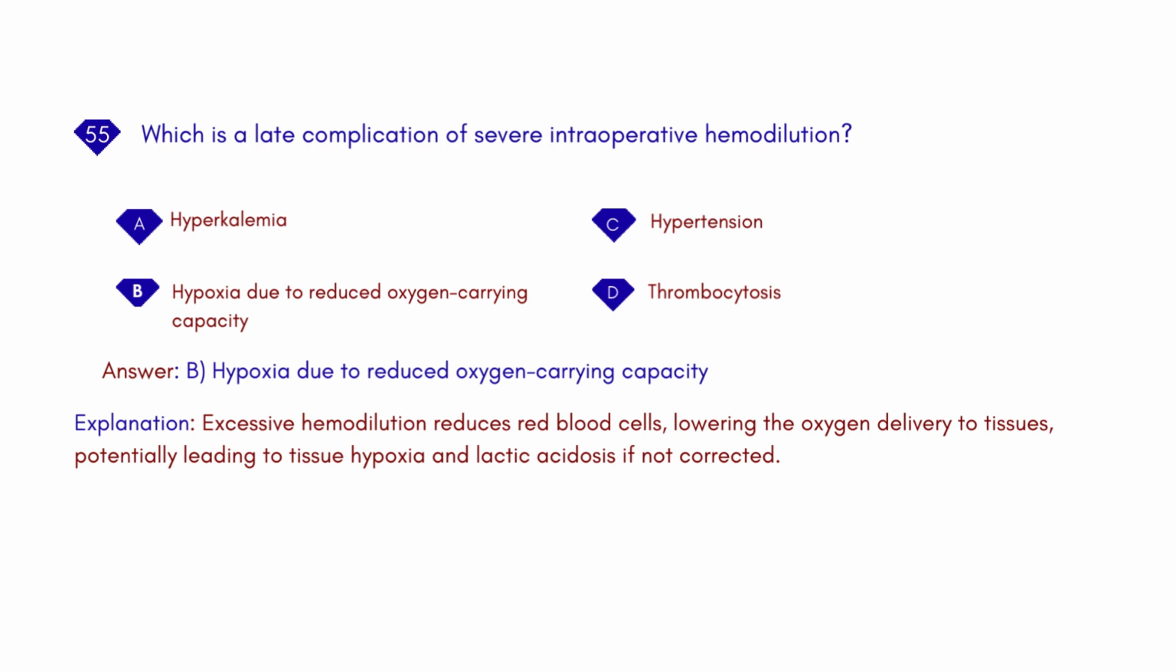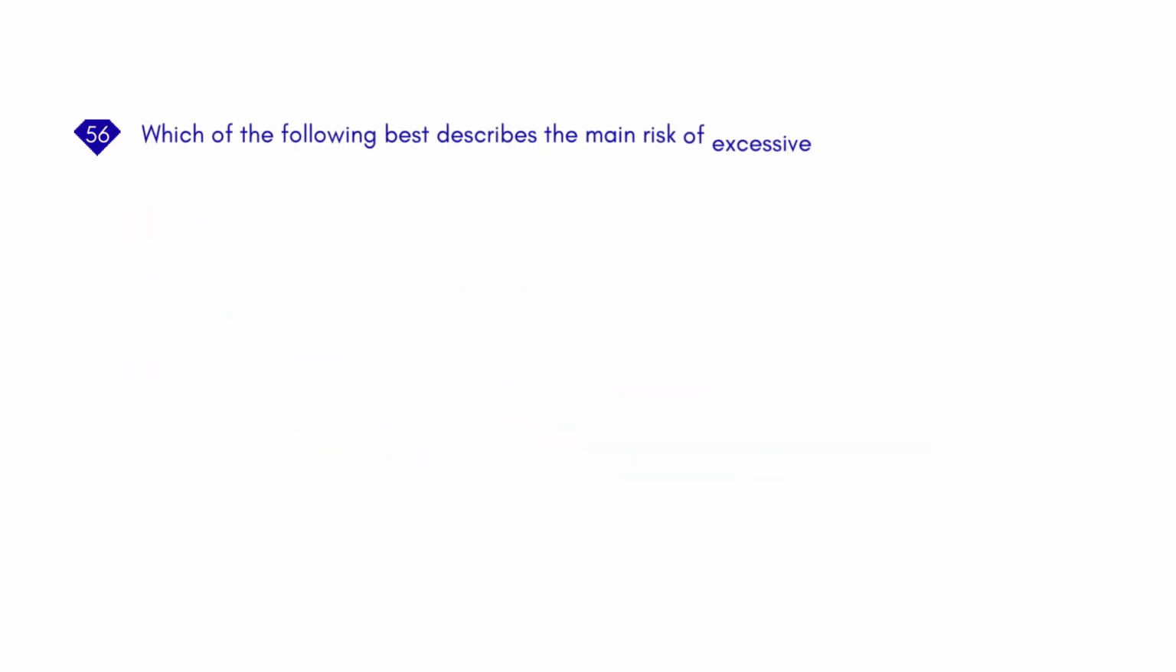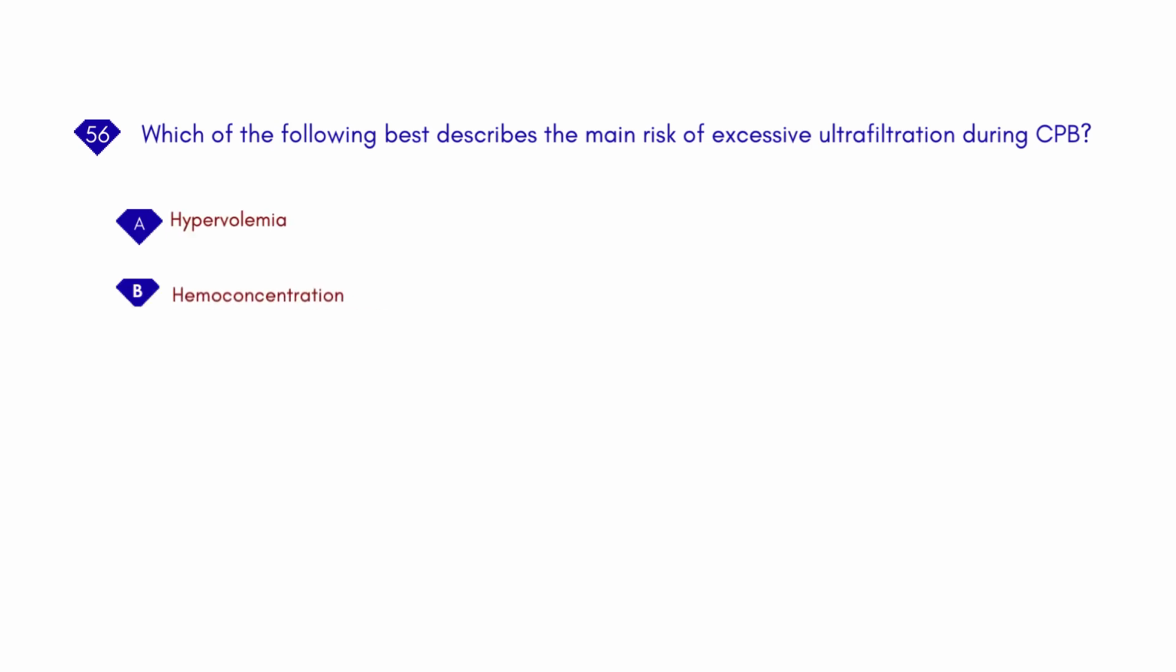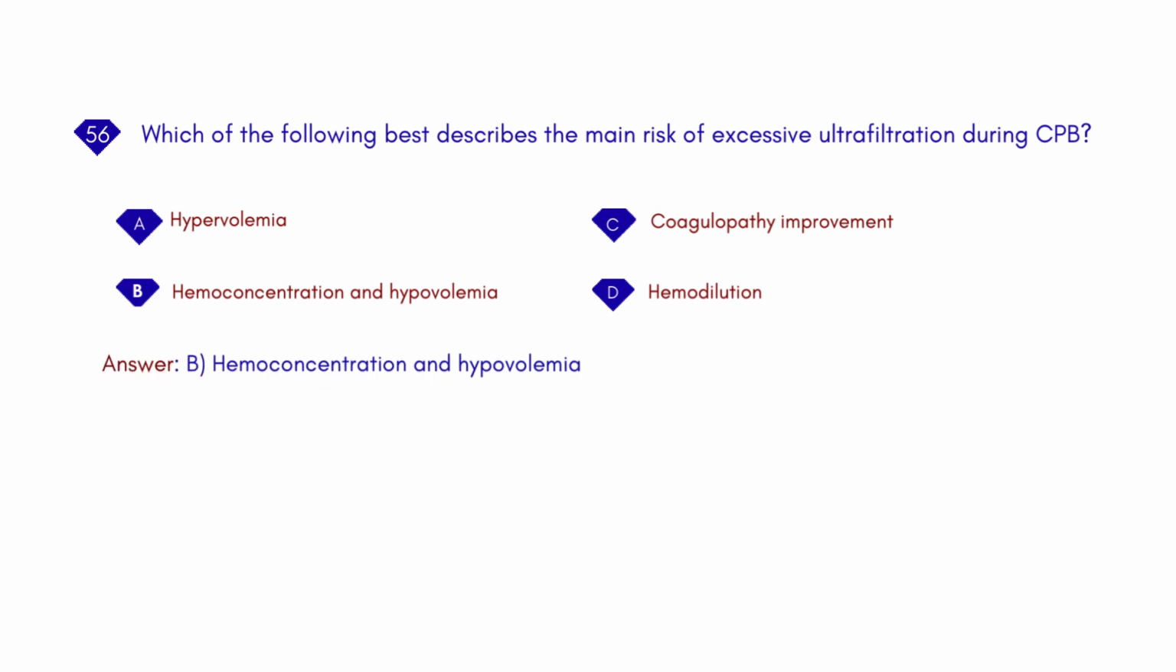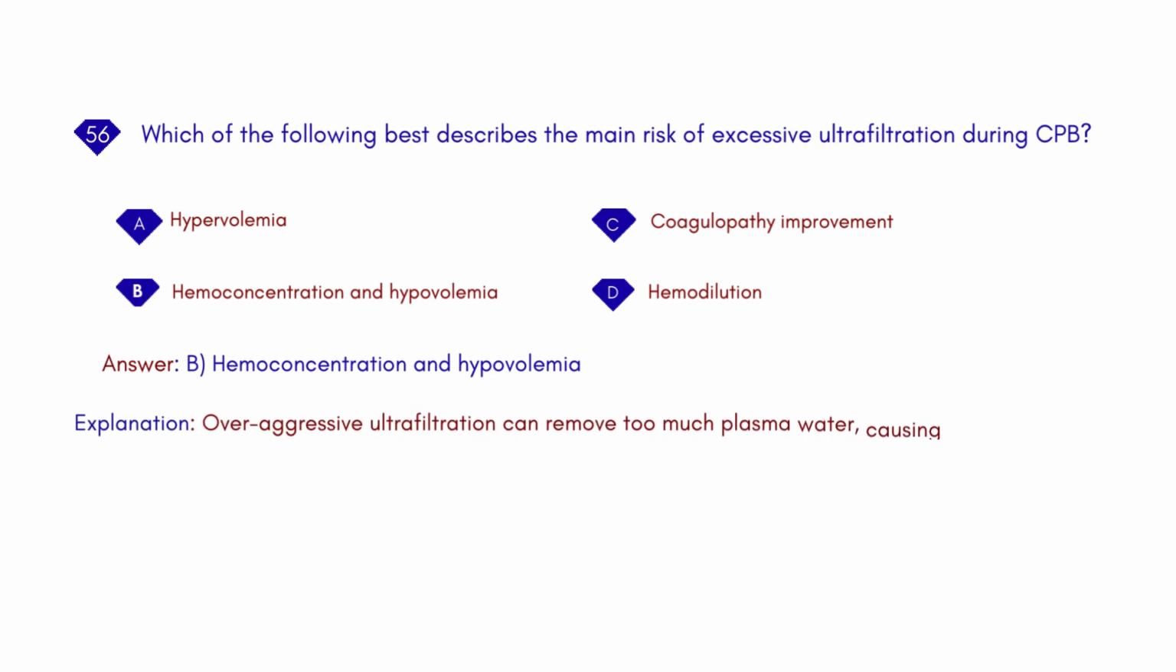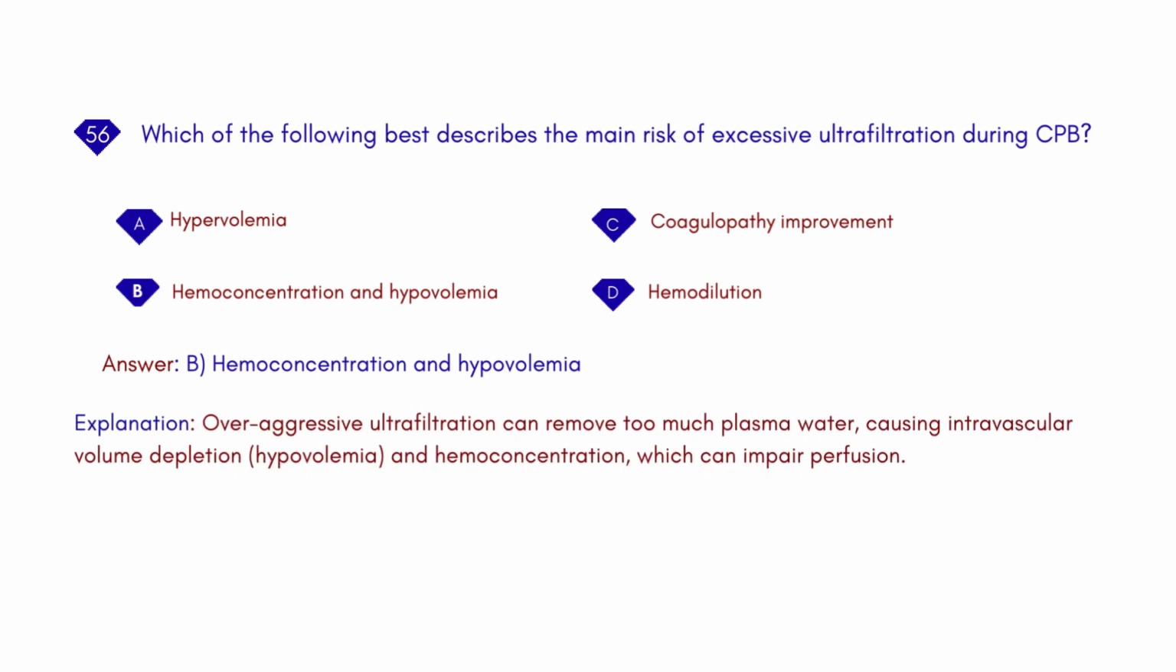acidosis if not corrected. Which of the following best describes the main risk of excessive ultrafiltration during CPB? A. Hypervolemia. B. Hemoconcentration and hypovolemia. C. Coagulopathy improvement. D. Hemodilution. Answer: B. Hemoconcentration and hypovolemia. Explanation: Overaggressive ultrafiltration can remove too much plasma water, causing intravascular volume depletion, hypovolemia, and hemoconcentration, which can impair perfusion.